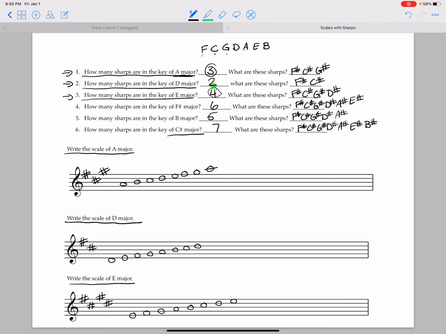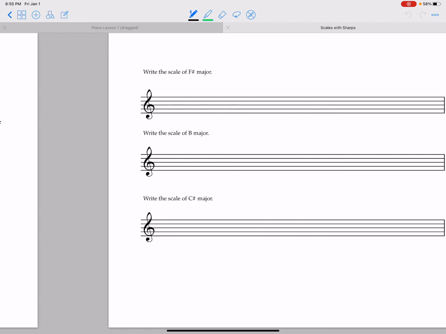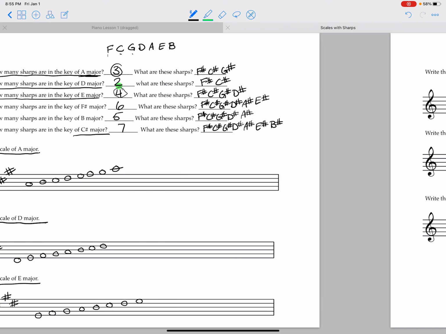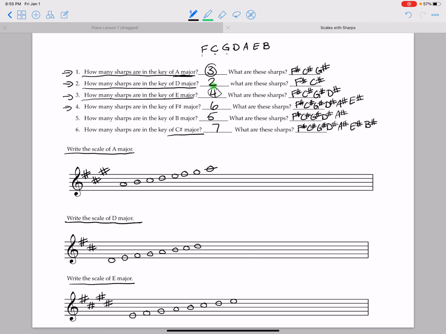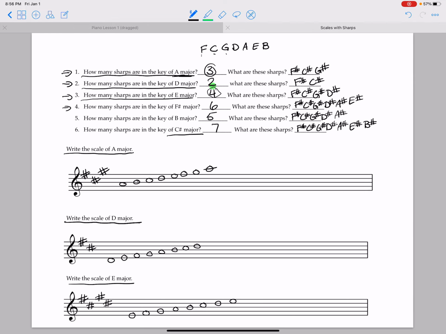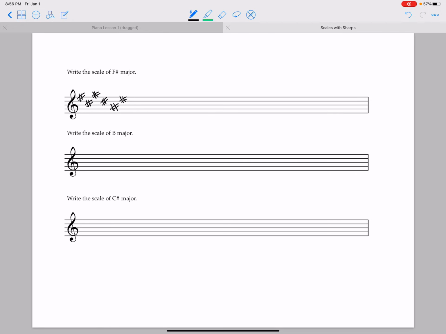All right, let's go on to our last page here. We have 3 more scales to do. Okay, so for this one, we want to write the scale of F sharp major. This is the same as question 4. So we already know that there are 6 sharps, and we have our sharps listed here. So let's put these on the staff. So F sharp, C sharp, G sharp, D sharp, A sharp, E sharp. Were there 6? Yes, 6.